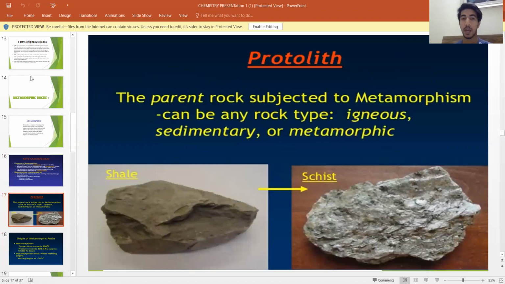So any rock, whether sedimentary or igneous, can be converted into metamorphic rock.